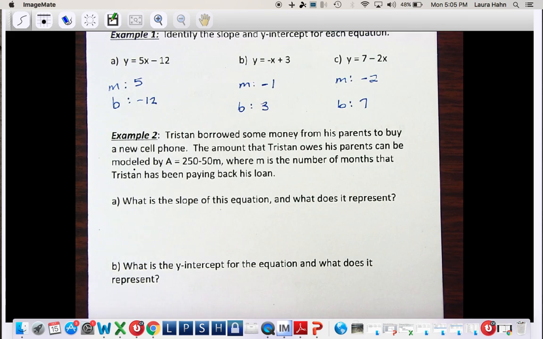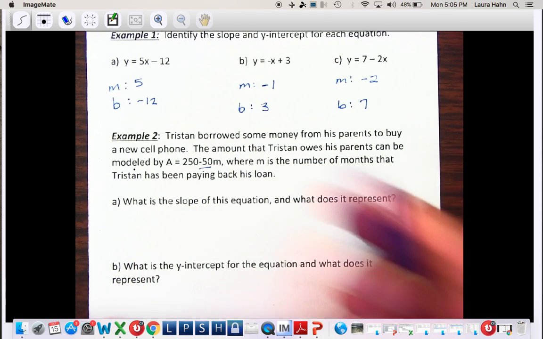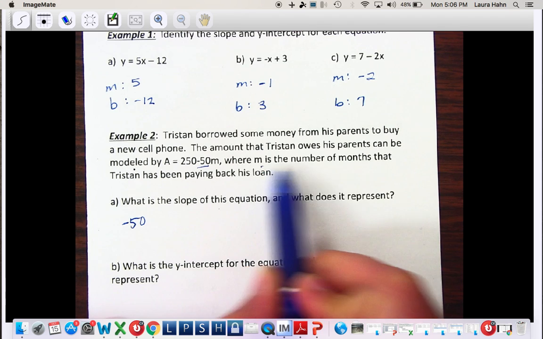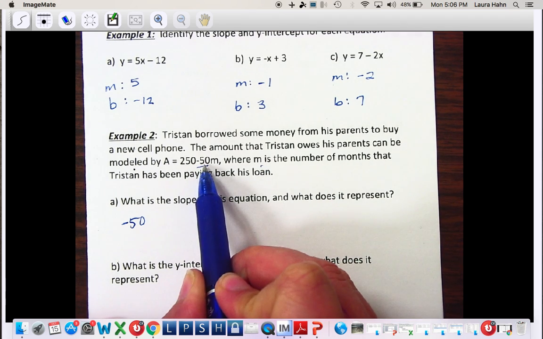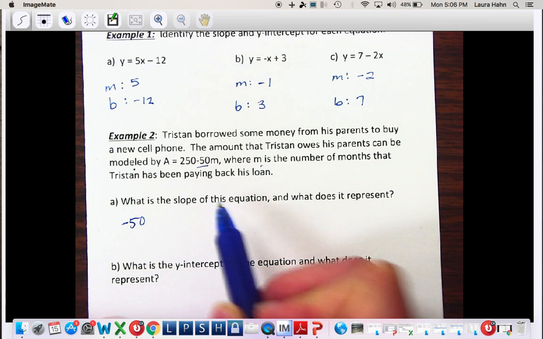Okay, Tristan borrowed money from his parents to buy a new cell phone. The amount that Tristan owes his parents can be modeled by the equation, where m is the number of months that Tristan has been paying back his loan. What is the slope of this equation, and what does it represent? So usually the slope is the number in front of our x, but in this case we're using an m, so my slope is negative 50. Remember m is the number of months, so it's going down by 50 every month. So that minus 50 every month would have to represent his payment.